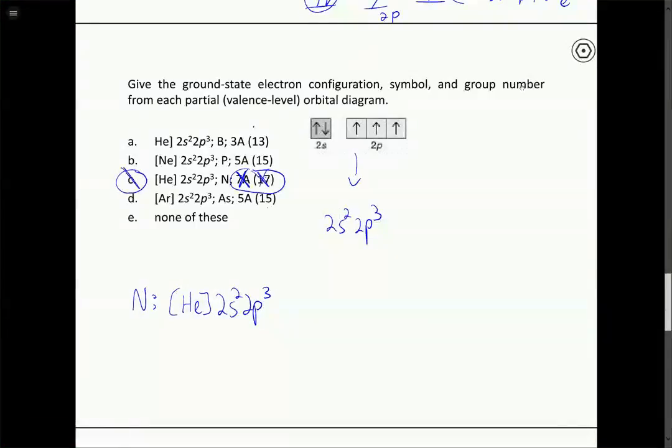So choice C was what most of you picked. That's not the correct answer, and in reality the correct answer is none of these. None of these have the correct symbol, configuration, and group number. Okay?